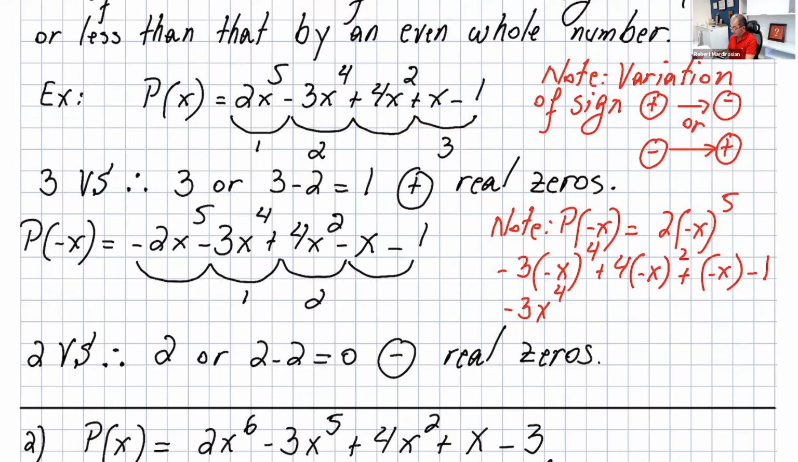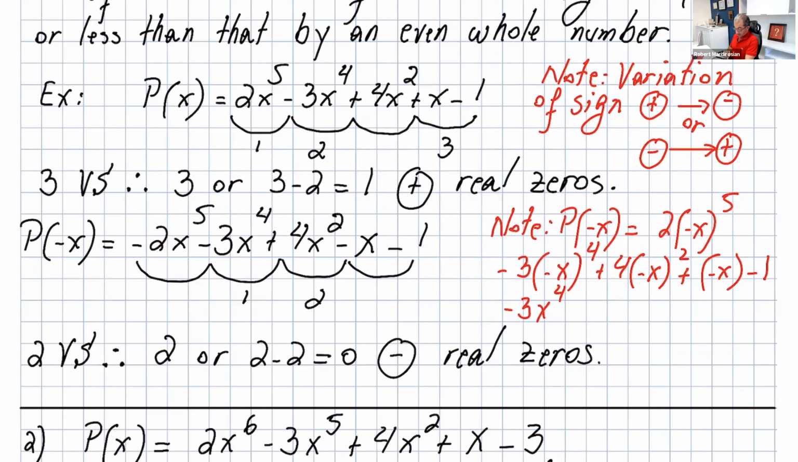So the variation of sign, positive to negative or negative to positive, that's what it is about. We call it the variation of sign. And here we had 3, so I wrote it here. We have 3 variations of signs, therefore we're going to have 3, or the even integer is 3 minus 2, 1 positive real zeros.